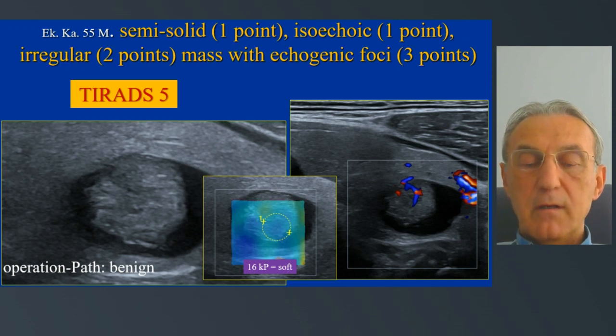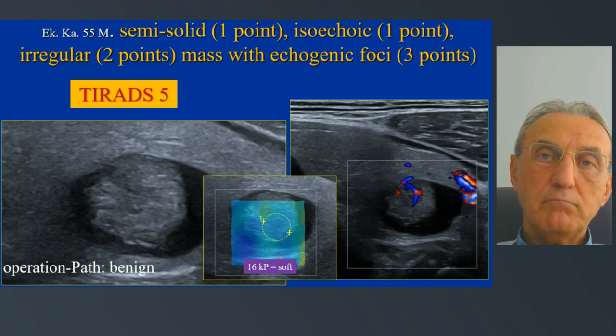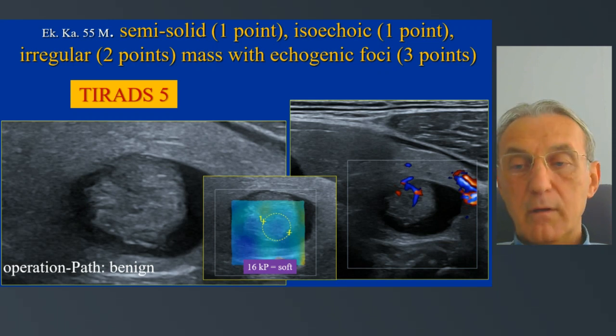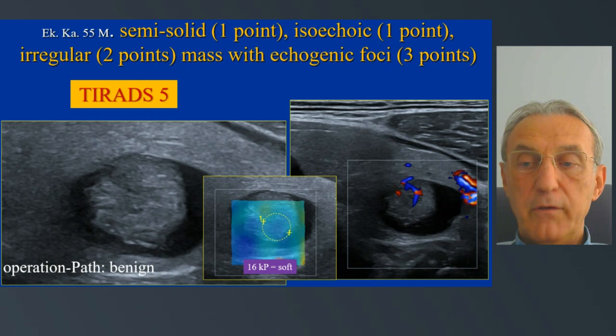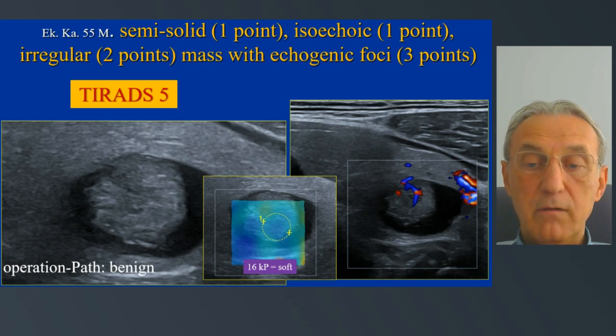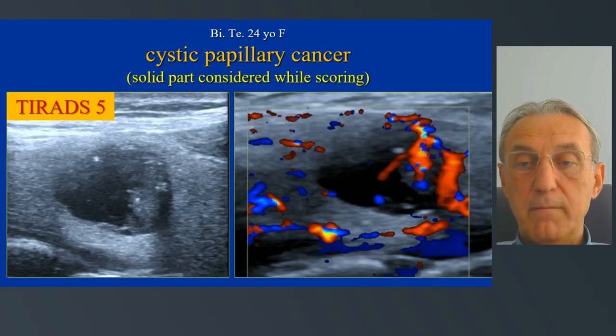Yes, there is a large solid component here in this patient, a 55 years old male, and there is vascularity looking at the Doppler. Although the elastography shows us that this is soft, we can't rely on elastography. The contours are irregular, there are punctate echoes, so this is thyroid 5. We have to go on and biopsy and follow up. But this patient was operated and it was benign.